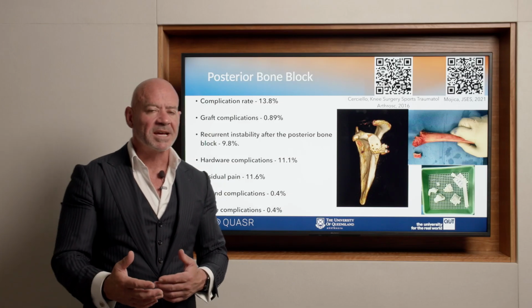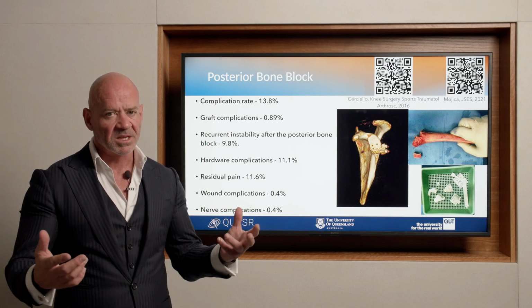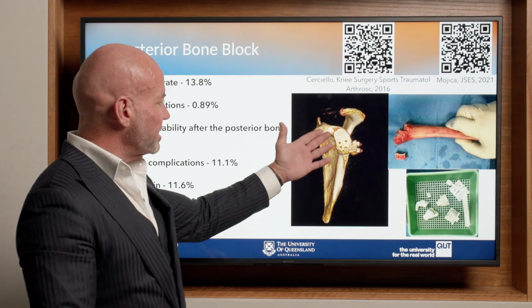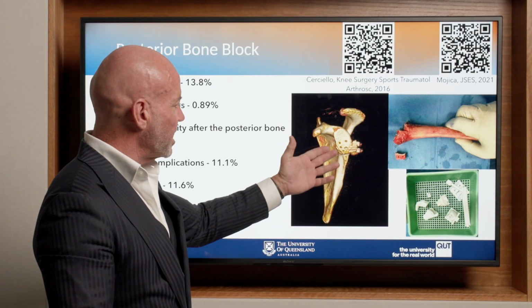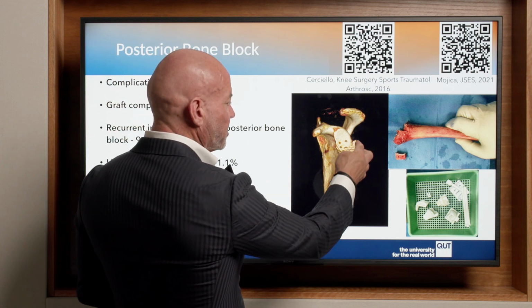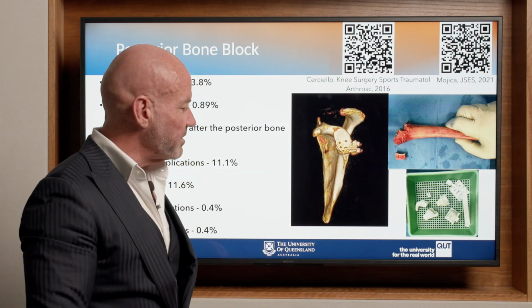I'm going to talk to you today about the potential risks and potential complications of a posterior bone block for instability. So what we're talking about is an operation like this. This is a 3D CT scan of a scapula, a shoulder blade. And you can see this bone block that's been put at the back of the shoulder with two screws there. The little holes there are anchor placements to repair the labrum.